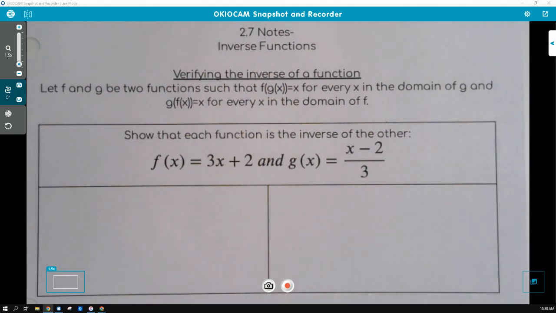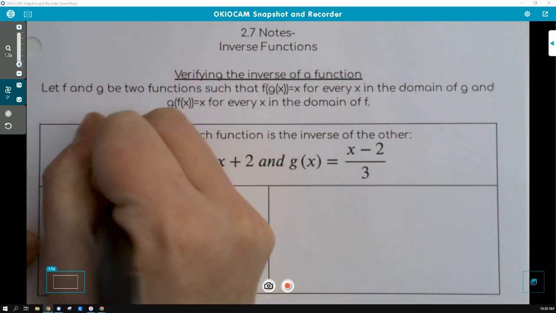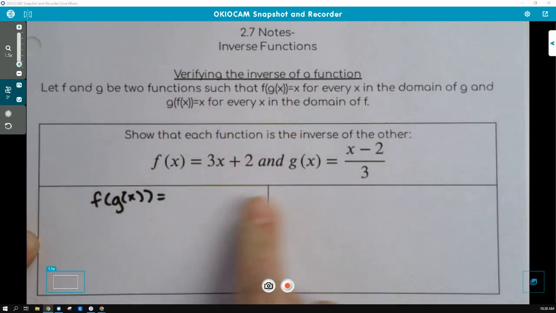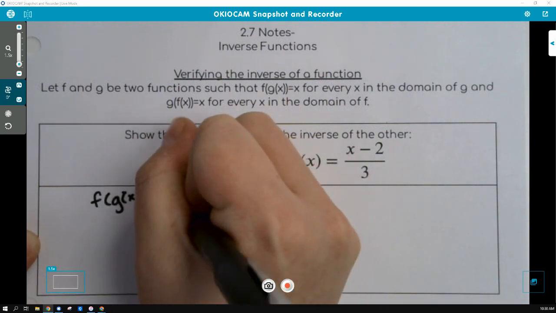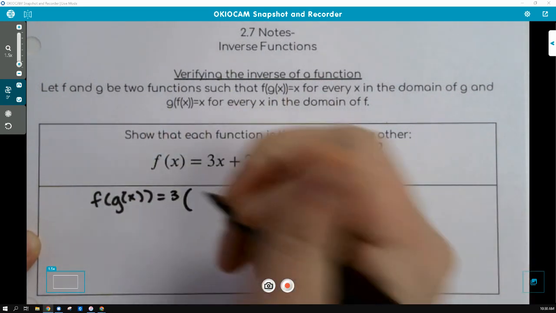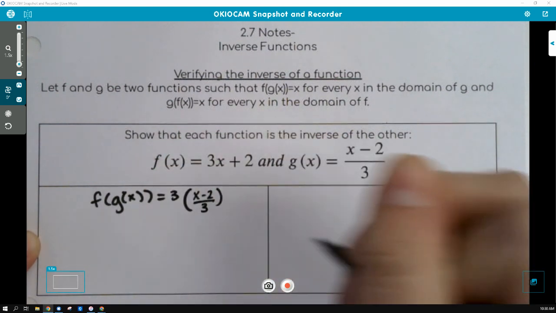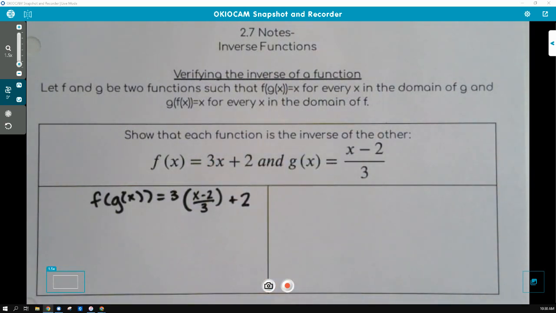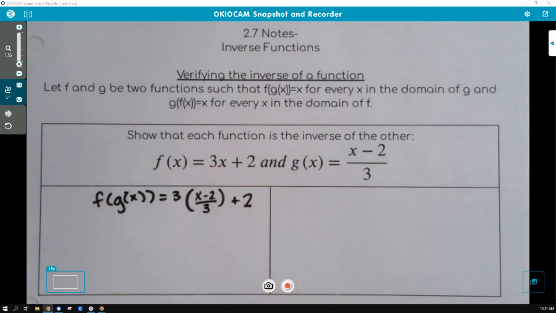All right, so we are going to start by finding f of g of x, which means that we are going to take g of x and plug it in right here for x. So it'll be 3 times x minus 2 all over 3, plus 2. So I took this guy and I plugged it in for x.